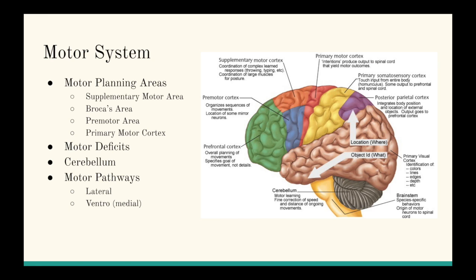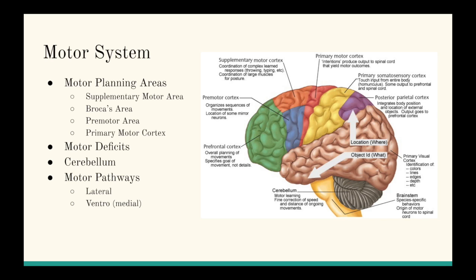The last main concept is the motor system. This includes motor planning areas. One motor planning area is the supplementary motor area, which is involved in the initiation of movement. Another motor planning area is the Broca's area, which involves speech. The premotor area is involved in trunk and girdle muscle control, and the primary motor cortex is involved with voluntary movement. Depending on the location of the TBI, any of these areas can be impacted.